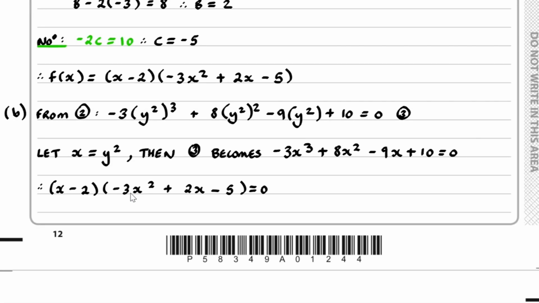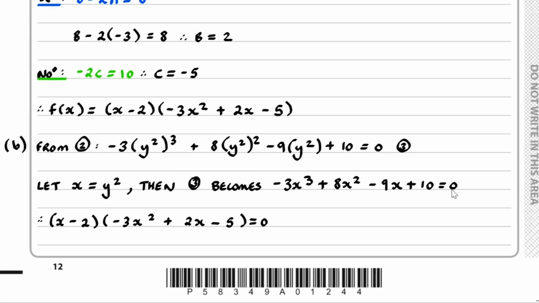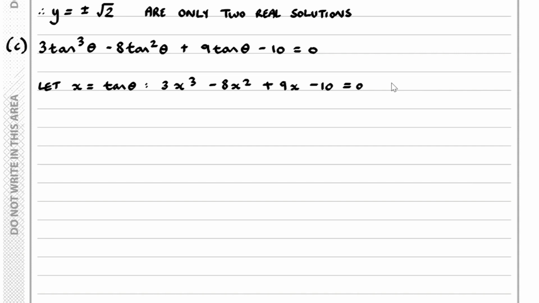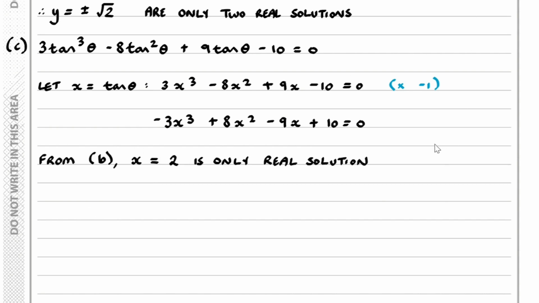And if I compare this with what I was solving over here, what I can do is multiply this by negative 1, leaving me with negative 3x cubed plus 8x squared subtract negative 9x plus 10 equals 0. And what we know from part B, x equals 2 is the only real solution to this equation here.